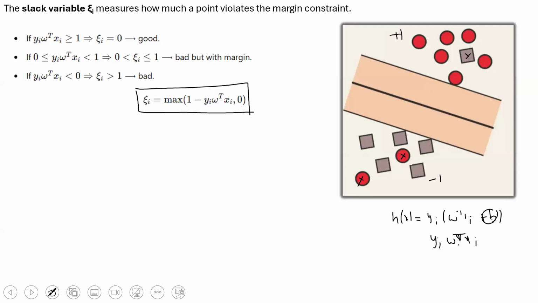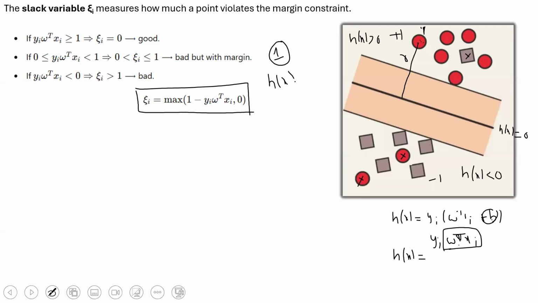Now let's carefully understand the right points. For this point, what is the value of h of x? Let's suppose this is the distance. h of x is w transpose xi, which is the distance. We know h of x is greater than 0 for these points. For points below the hyperplane, h of x is less than 0, and on the hyperplane h of x is equal to 0. So now we are talking about this point. I'll mark this as 1. We are talking about point 1. For point 1, h of x we know is greater than 0, and the class of this is 1.